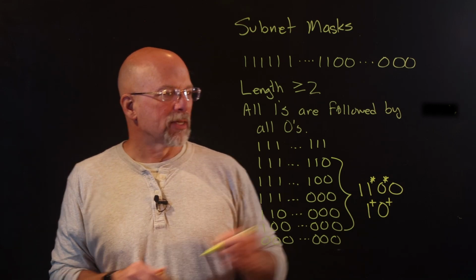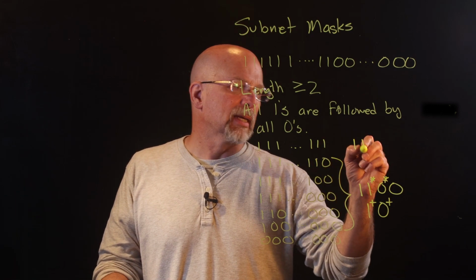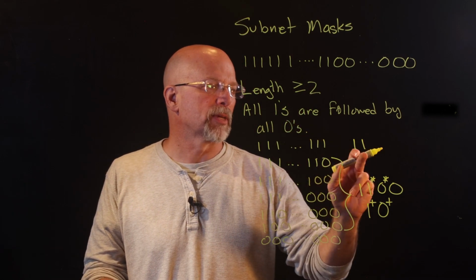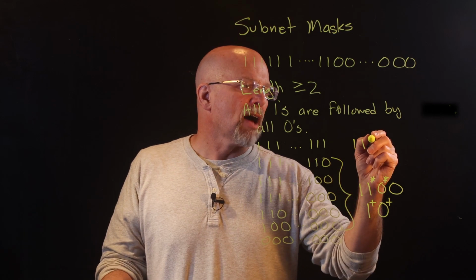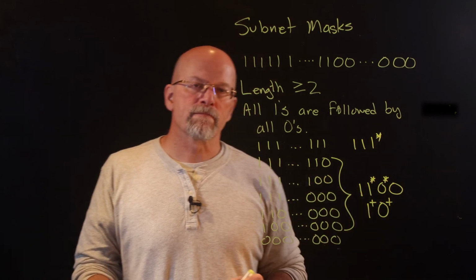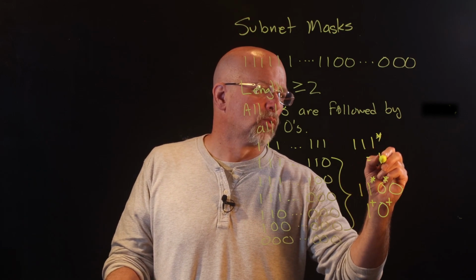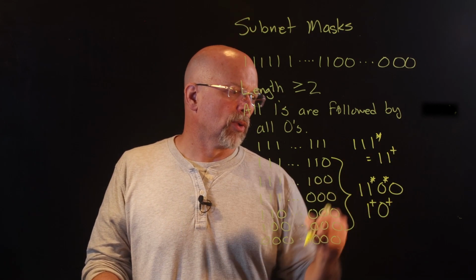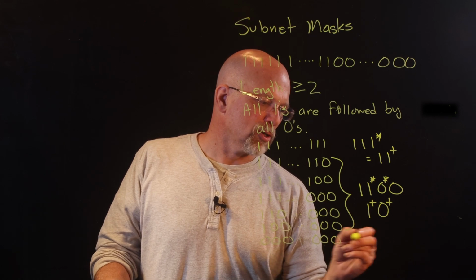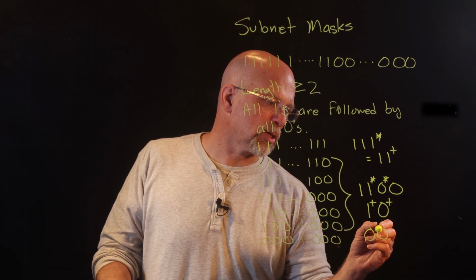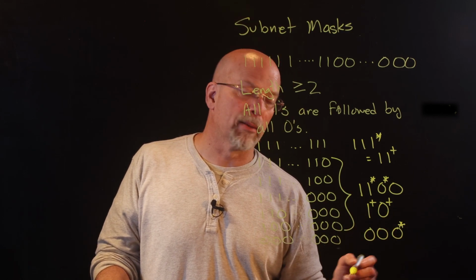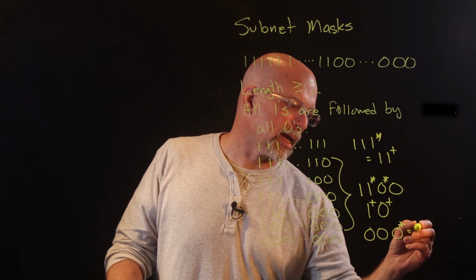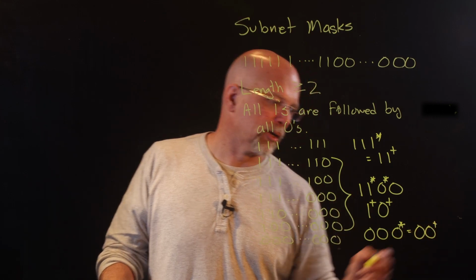Well, the top one has to be at least 2 1s. Remember that we have to have a length of at least 2. So it must be at least 2 1s followed by any number of 1s, right? And this is the same thing as 1 1 dagger. So 1 1 star or 1 1 dagger. Same thing for the all zeros case. Must be at least 2 zeros followed by any number of zeros, which is defined by 0 star, which is the same thing as 0 0 dagger.